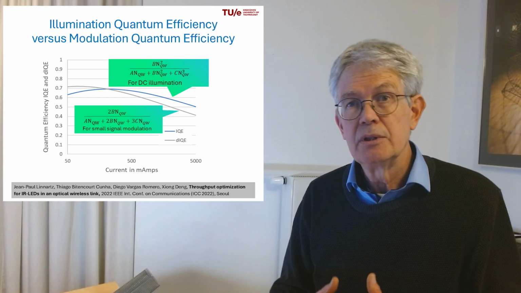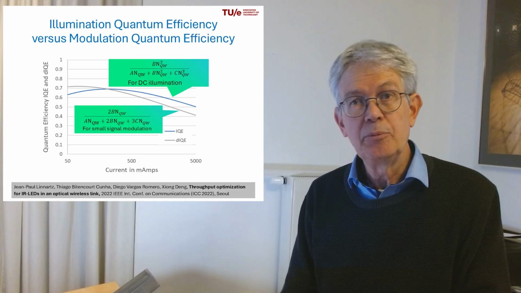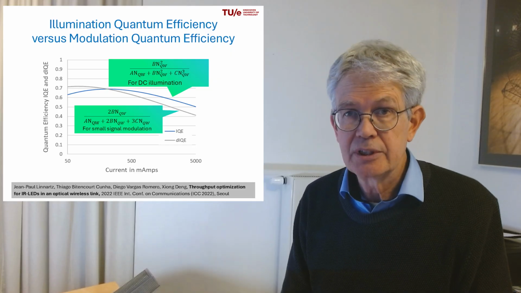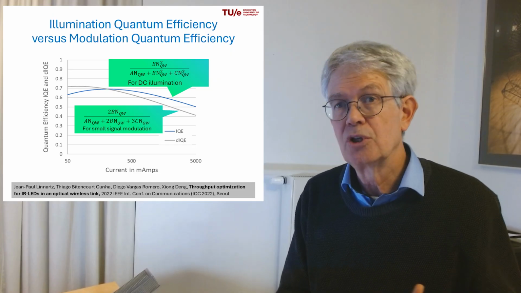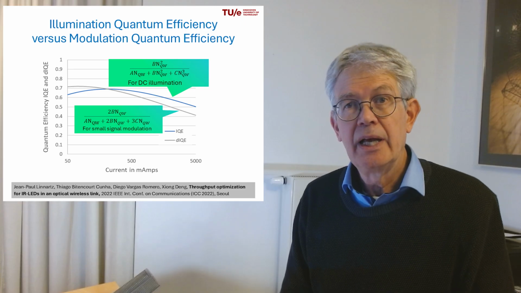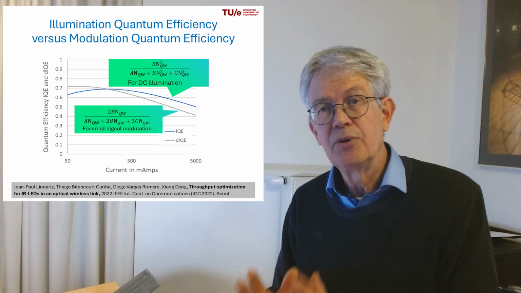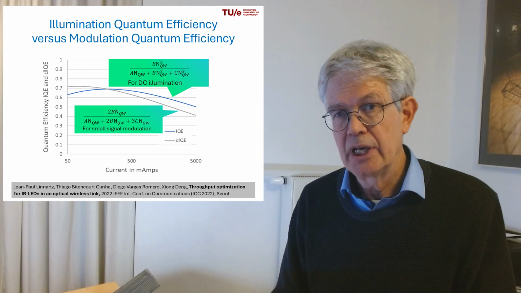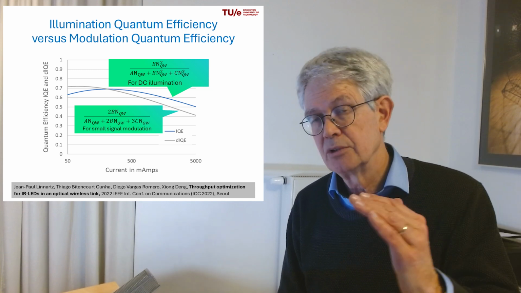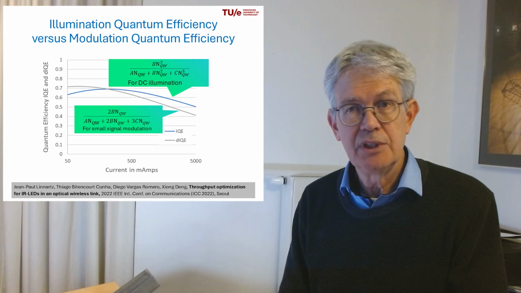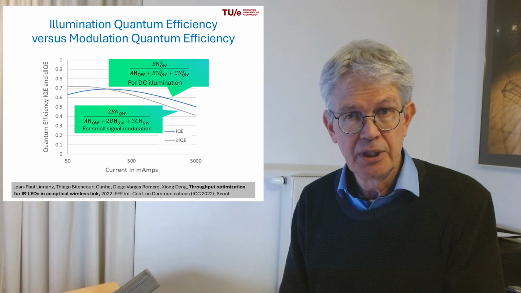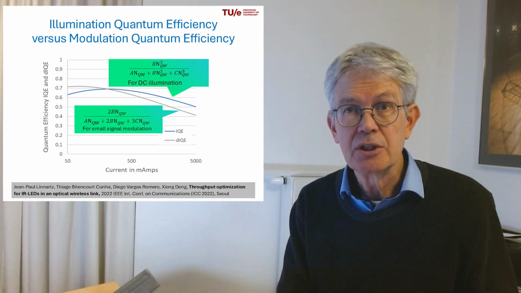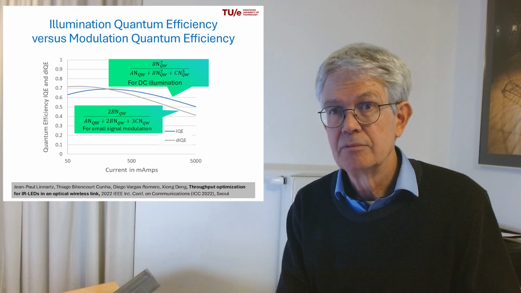And the optimum, the most efficient operation point for illumination, is a different point than the optimum operational point for communication. And if we drive the LED further at higher and higher currents, we see that the droop somewhat reduces the efficiency for illumination, but the efficiency for communication goes down even faster.